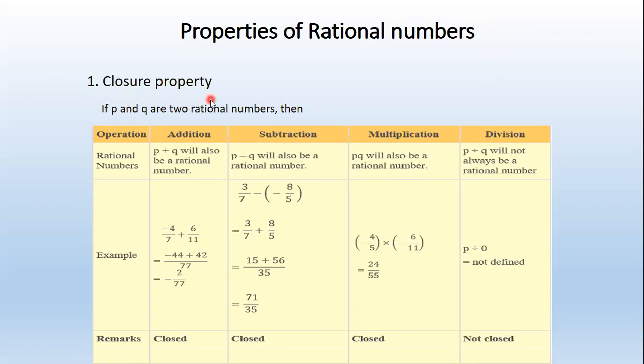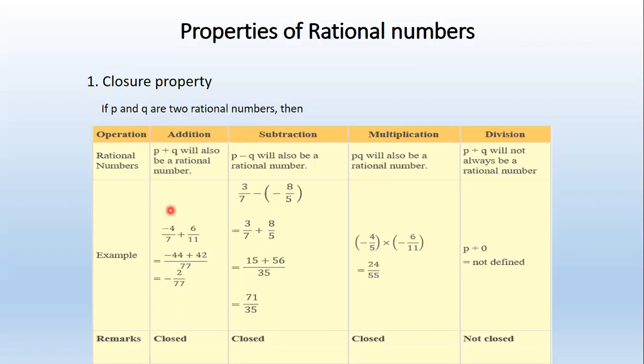First one is closure property. When any operation is performed between two rational numbers, then the result is also a rational number. Now, if P and Q are two rational numbers, then their addition, subtraction, multiplication, and division should be a rational number. We'll see first for addition.